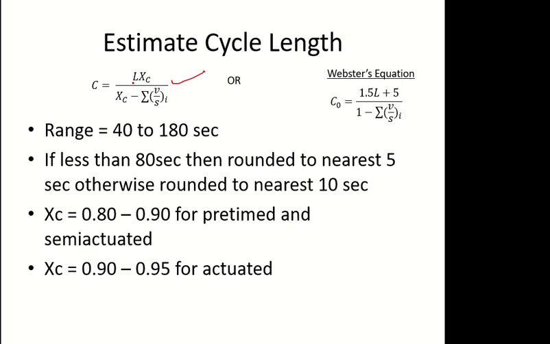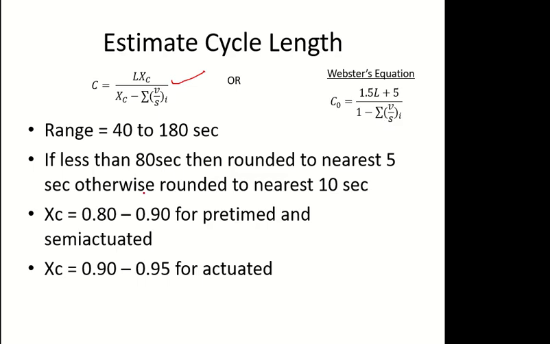So we have L, which is the total lost time. Remember, each phase has two lost times. You add them together, you get lost time of one phase. Then you add the lost time of all the phases, you get L, capital L. So capital L is the lost time of the entire cycle. Then you have X_C, the V by C ratio you have selected, and then you have the summation of V by S ratios. Remember, every phase has a critical lane, and that critical lane has a V by S ratio. When you add the critical V by S ratios of all the phases, that is the summation of V by S. Same thing here. L is the lost time, V by S is V by S.